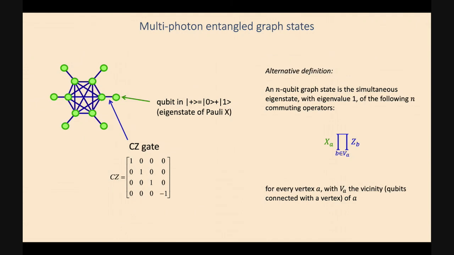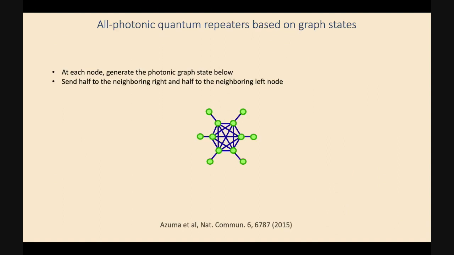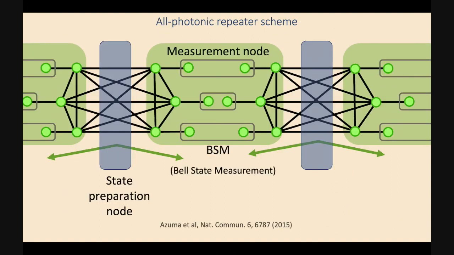memory-based repeaters. So I have some definition of graph states. I think I'll skip that. Just think of this as generalized, general entangled states of many photons. And these states have nice properties under measurement. So we know very well how they behave. And we can use this to create entanglement. So let me just show you a cartoon of this. So you assume now that you have these nodes where you can create these graph states. These are the blue nodes over here.